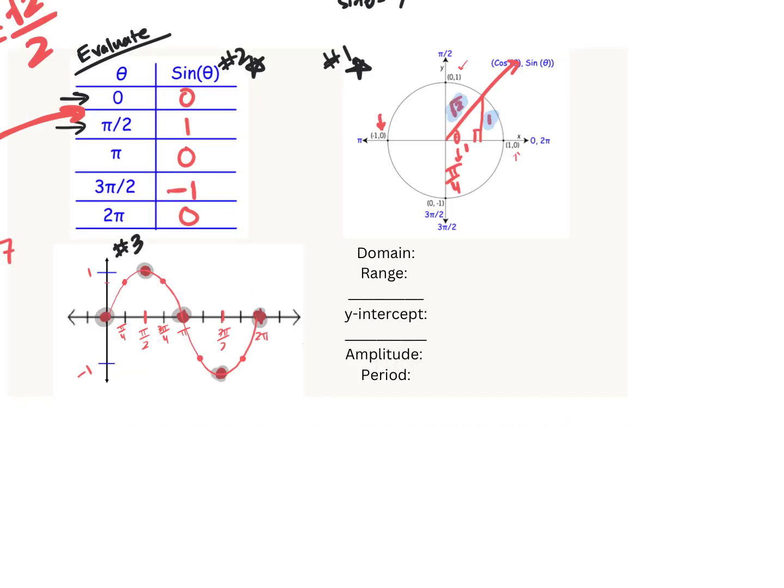So that was showing you how to take the unit circle, place it on the table, and then use that table to graph your sine function. We'll do the same for cosine in a second, and I'll be less long-winded. But before we do, I want to talk about these 5 concepts: domain, range, y-intercept, amplitude, and period.